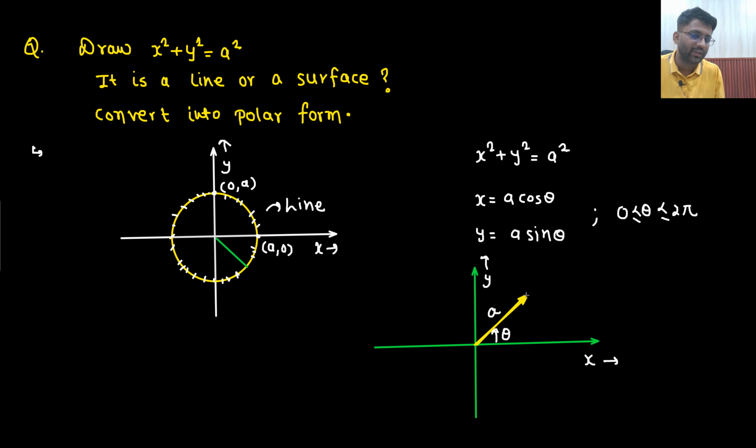Are you able to understand this point? Right? So here this a is fixed. This radius is fixed. You will not say that sir, my radius will be varying from 0 to a. No, it is a line. You need to work on this line. So on this line, always your radius is a. This is simply a line.